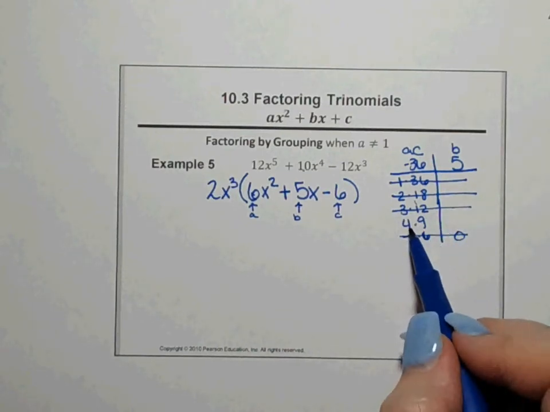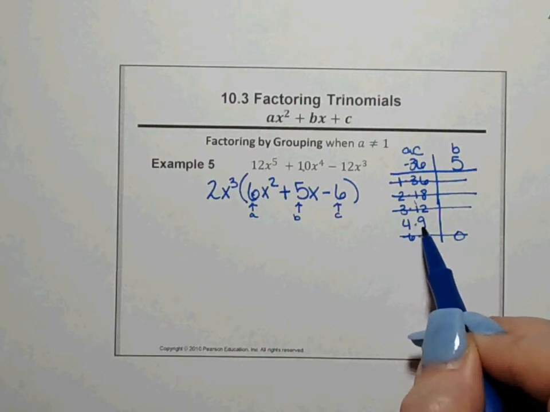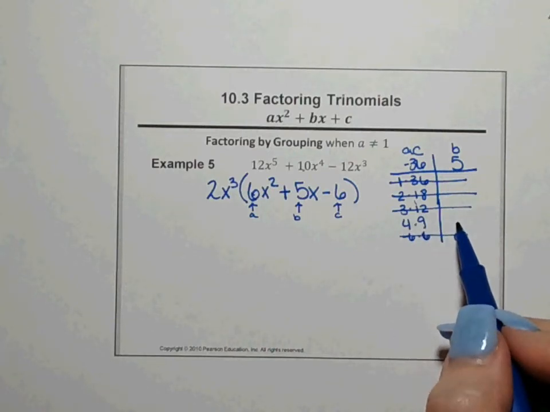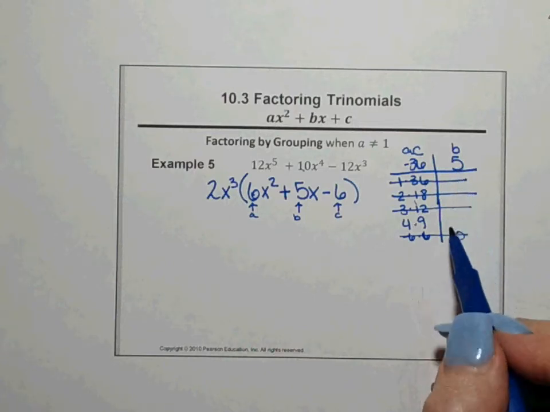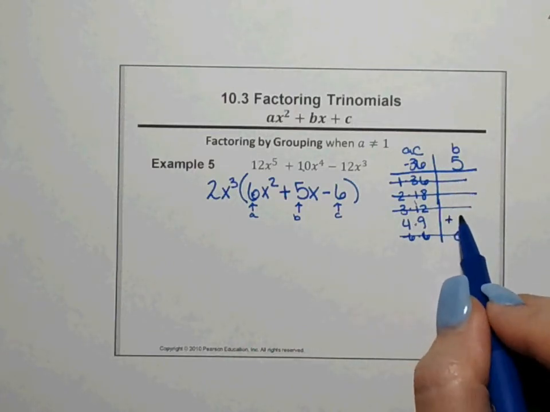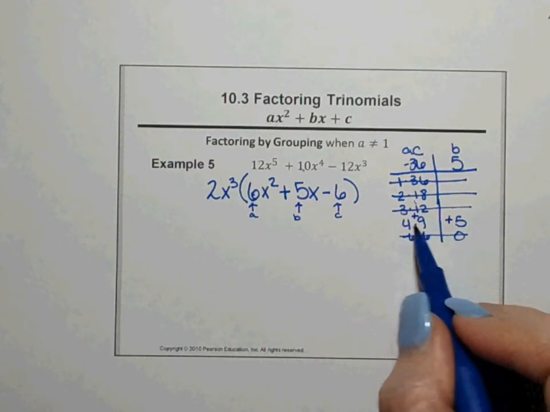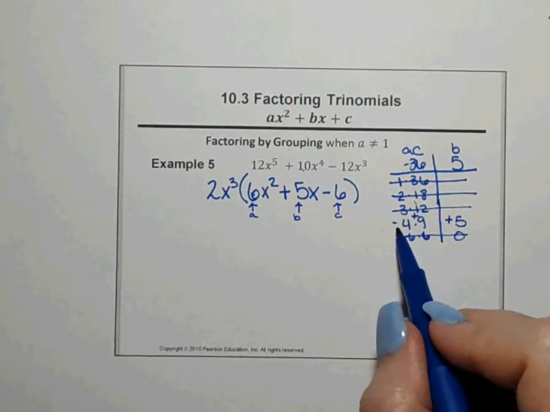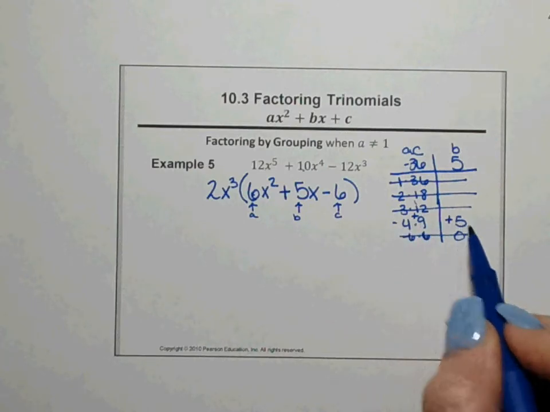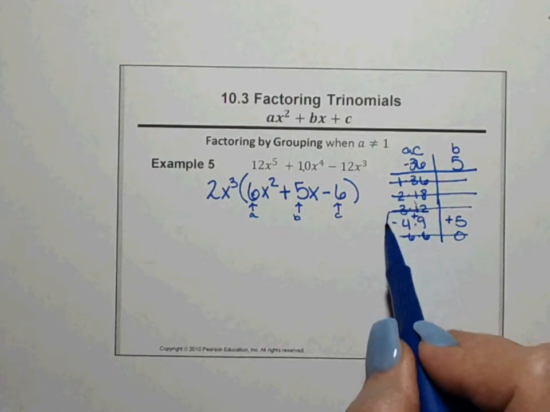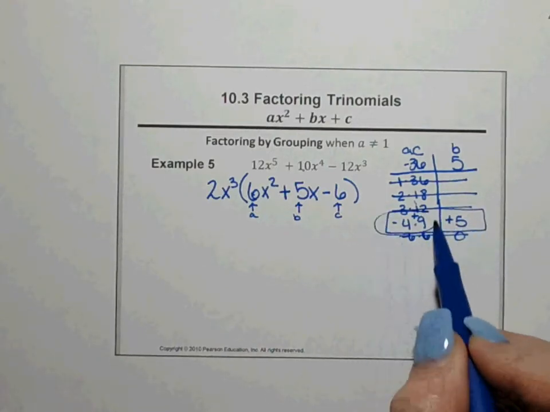But I do see right here that depending on which one of these I make negative, I can get a positive 5. So since the number needs to be a positive 5, I want to make the larger of these two numbers positive. So my 9 is going to be a positive and my 4 is going to be negative, because negative 4 plus 9 would give me that positive 5 that I'm looking for. Alright, so these are my factors that I am going to use to rewrite that B term.